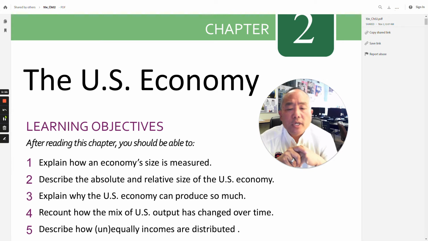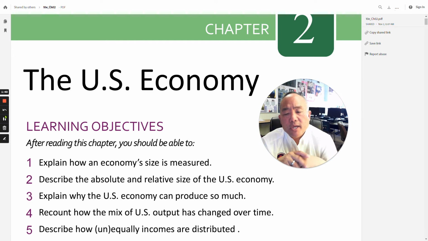Number 2, describe the absolute and relative size of the U.S. economy. Well, the U.S. economy does tend to dwarf other world economies. Second to the United States is China, and then Japan, and then Germany. Now, there are many, many more countries. And as you look at all these other countries, the gross domestic product of the United States is much, much larger in comparison. Why is it?